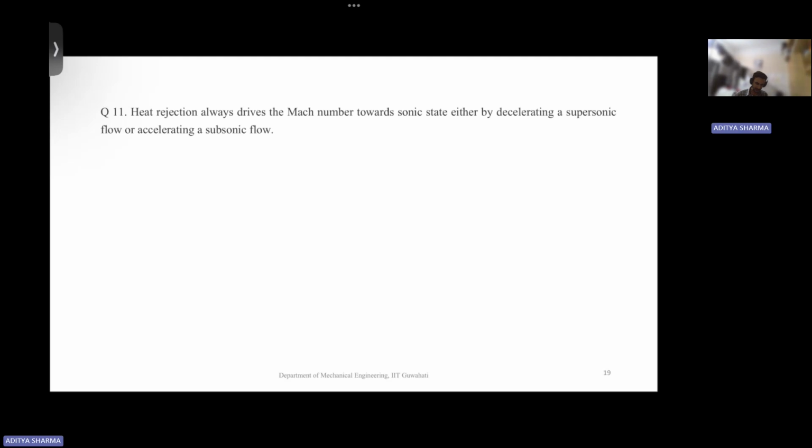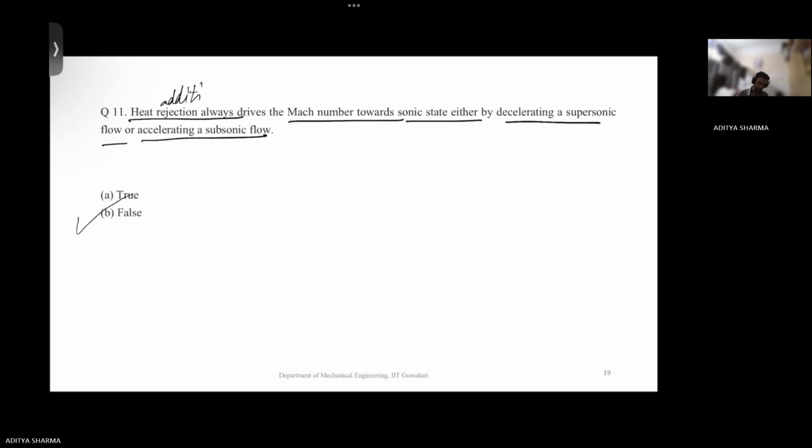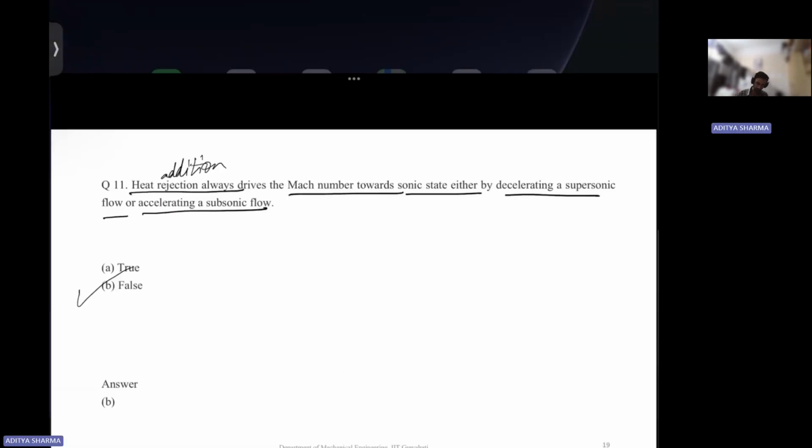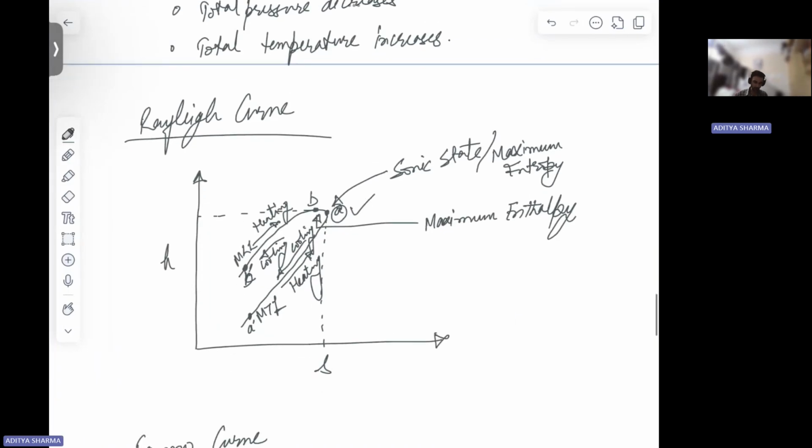Then question number 11 says that heat rejection always drives the Mach number towards sonic state, either by decelerating a supersonic flow or accelerating a subsonic flow. So this is not heat rejection, this is heat addition. So it's a false statement, right? If you see your Rayleigh curve, heat addition is moving the flow to sonic state.